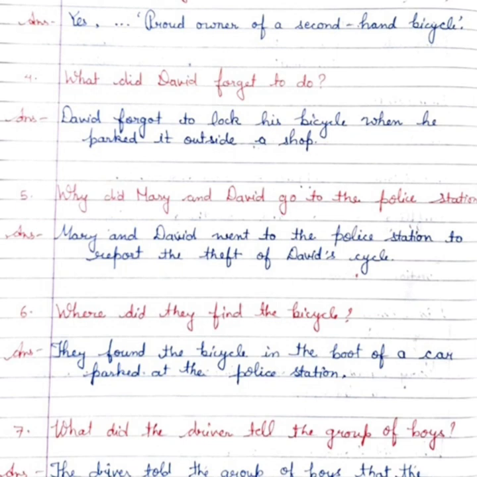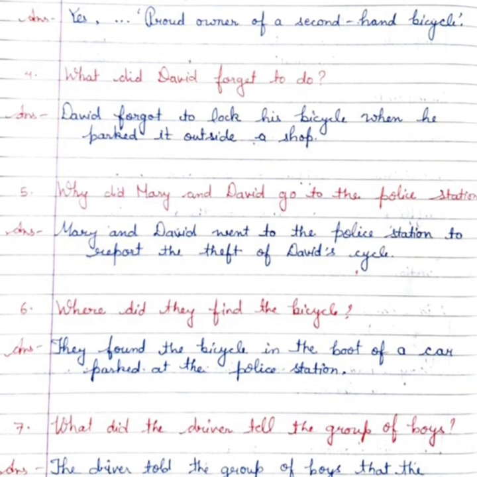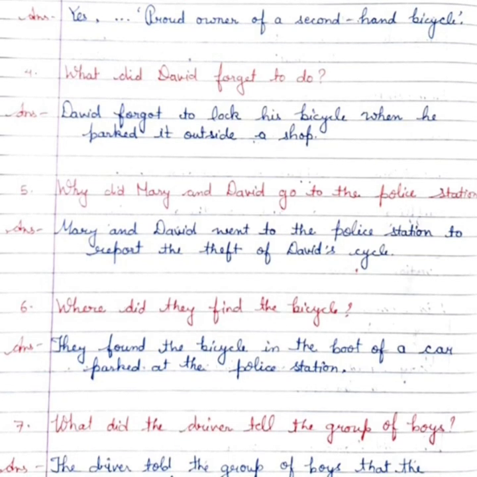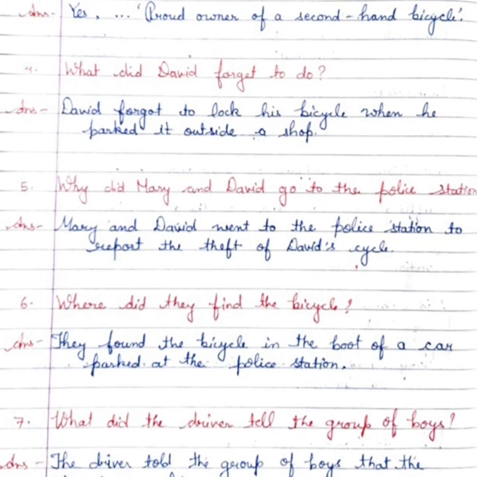ओके. सो इट्स वेरी इजी टू अंडरस्टैंड. उनको वो बाइसिकल कहाँ मिली? अ बूट ऑफ अ कार. और वो बूट ऑफ अ कार किसकी थी? दैट ड्राइवर हुज नेम इज़ नॉट मेंशन इन द चैप्टर. उसका नाम मेंशन नहीं किया गया है चैप्टर में.